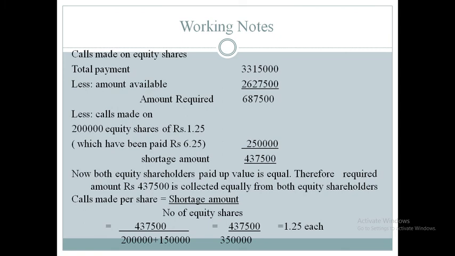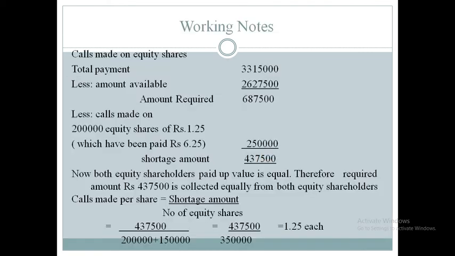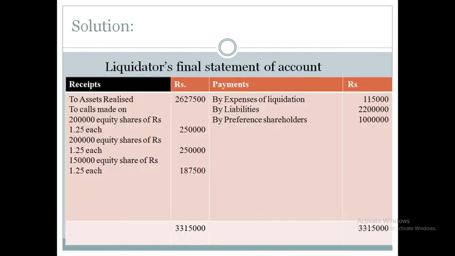So what are you going to make? First you are going to make a 1.25 rupees call on 2 lakh shares. You will get 2,50,000 and still you are having a shortage of 4,37,500. So the liquidator will make a call on all the shares at the rate of 1.25 per share. So he will collect 2,50,000, then he will collect 2,50,000 and he will collect 1,87,500. So we can pay the preferred shareholders here. So equity shareholders will not get any amount in this case.